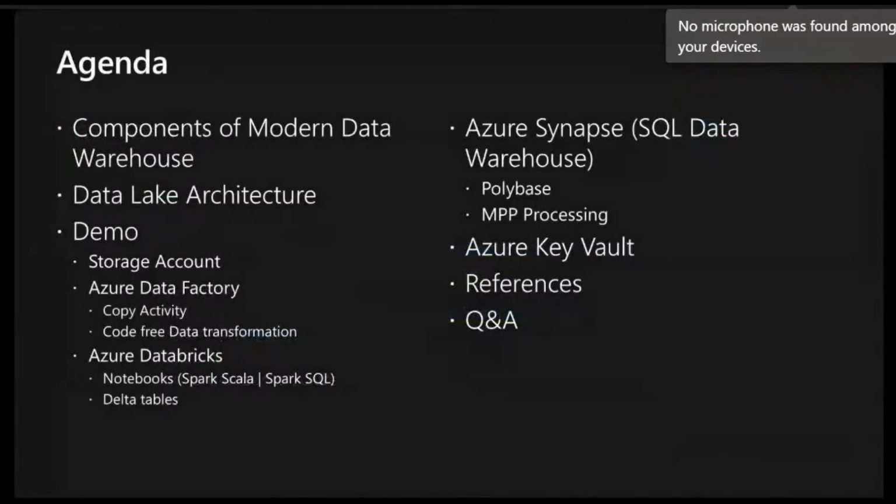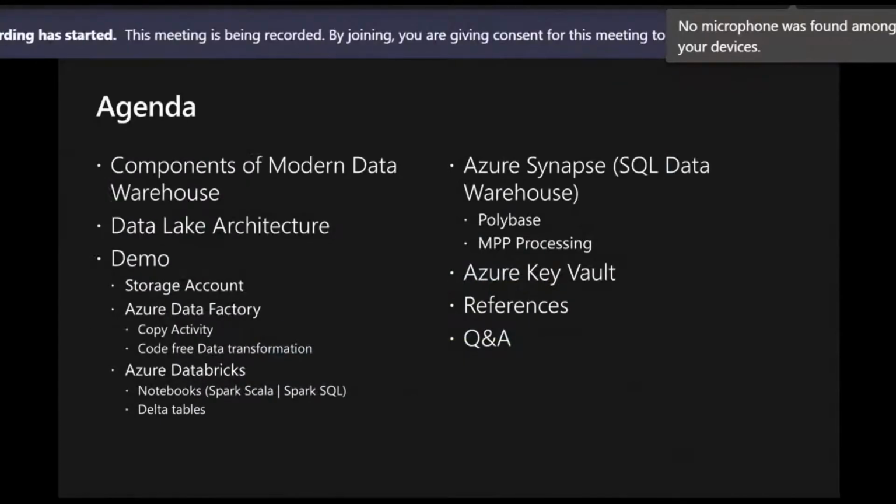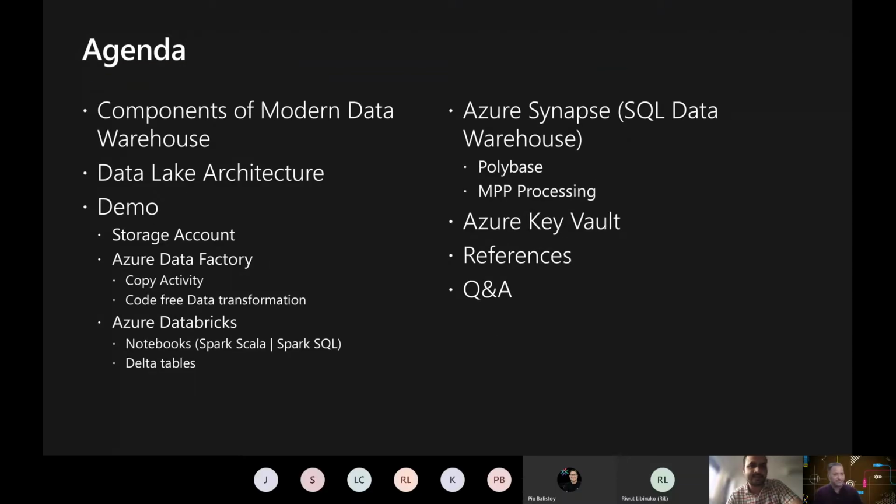The agenda for this three-part series is to learn how we can build a modern data warehouse using the services provided by Azure. We started with the first session, where we looked at the different components of a modern data warehouse and the data lake architecture. We then focused on the data lake storage account, ADLS 2, and Azure Data Factory in part 1. In part 2, we looked at Azure Databricks, which is Spark as a service offering from Databricks. We also looked at Delta tables and some of the performance benefits we get when we use optimized file formats like ORC and Parquet.